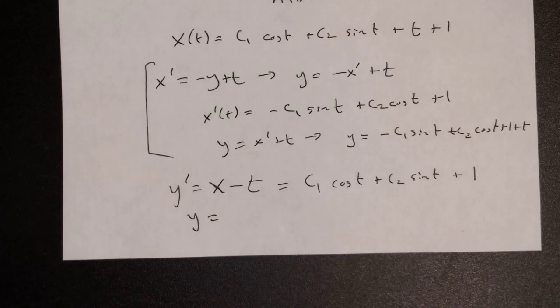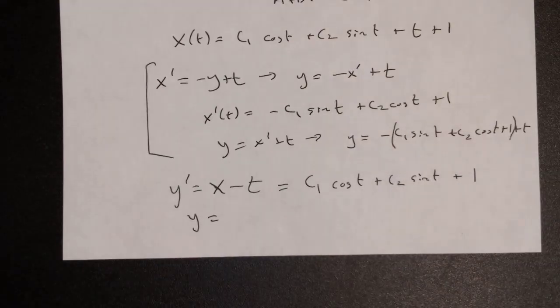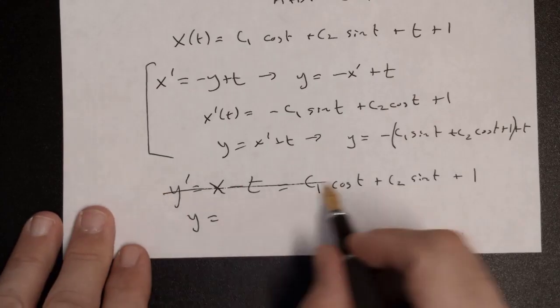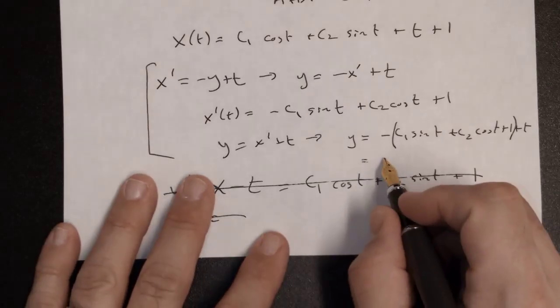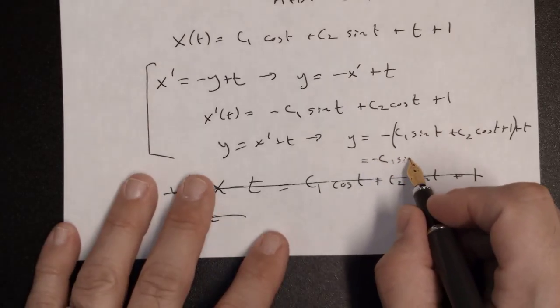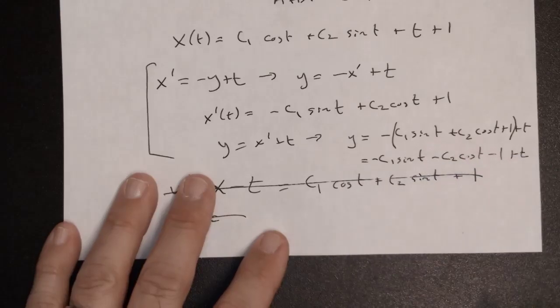Just to distribute the negative sign. Yes, I absolutely do. Good catch. That's going to make a difference now, isn't it? Never mind. I'm looking at this and I'm going, I have a sign error. I have a plus 1. I should have a minus 1. I forgot to distribute the negative. Good catch. So that gives me negative C1 sine t minus C2 cosine t minus 1 plus t.